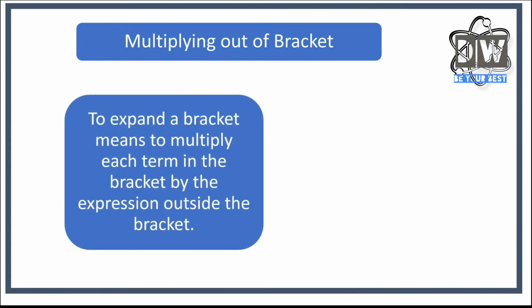Okay, so to expand a bracket means to multiply each term in the bracket by the expression or the number or the letter outside the bracket. Here we go, we've got 2(x + 10). So all we're going to do is times both those items by the item outside the bracket, which on this occasion is 2. So I'm going to say 2 times x and 2 times 10. And that's all I'm going to do.